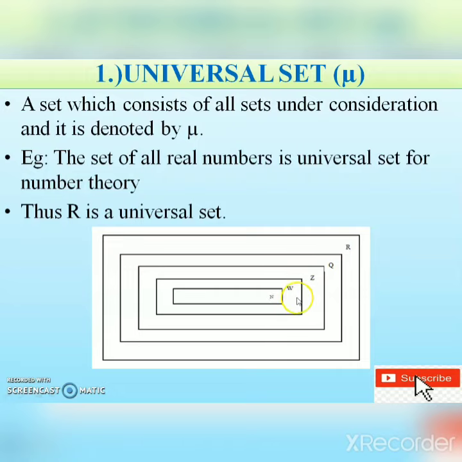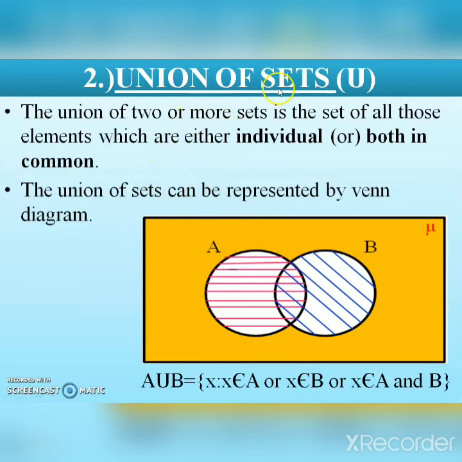So natural numbers are a part of whole numbers. Similarly, whole numbers are a part of integers, and integers are a part of rational numbers, and rational numbers are a part of real numbers. That is, real numbers comprise all the types of numbers. That is why real numbers can be categorized as a universal set here, that is, as mu. When we consider one particular set consisting of all the elements, that will be considered as the universal set.